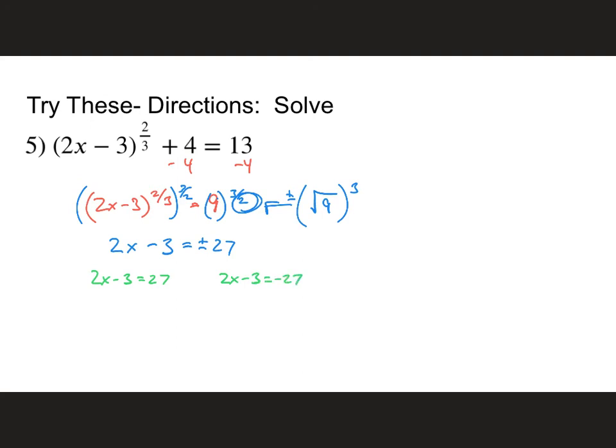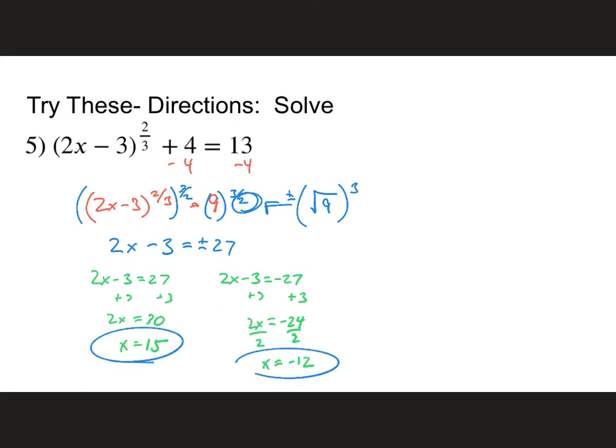I'll solve them individually. So let's see, that's plus 3, gives me 30, so 2x equals 30, so x equals 15 is one solution. And the other, I'll add 3 to both sides. That gives me 2x equals negative 24. So here, x equals negative 12. Okay, so then I'll check them. I'll plug both of these back into the original equation, and guess what? They will both, in fact, work. So I do have two answers for this particular problem.